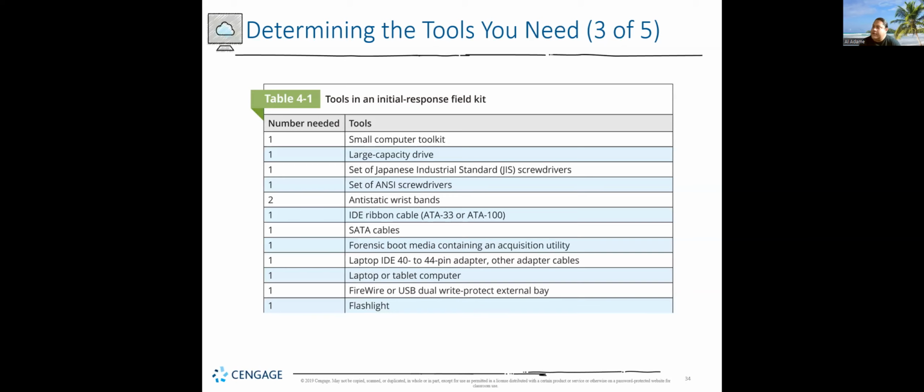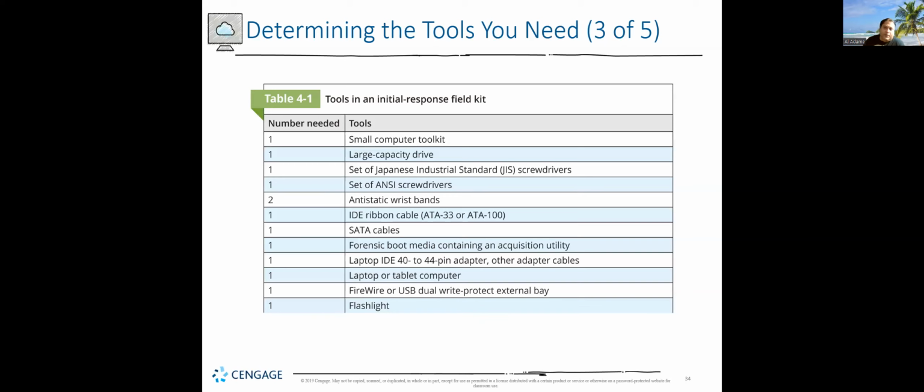It's a personal computer, so Japanese Industrial Standard screwdrivers, yeah, you could use that. And ANSI screwdrivers, it's a different bit kind, a different sizing. That's why you would need those in case you run into it. Anti-static wristbands, in case this way you don't fry anything. IDE ribbon cables, you might have one or two in your bag. SATA cables, and you would want to add an M.2 enclosure or an eSATA enclosure also, in case you run into those. Forensics boot media containing an acquisition utility.